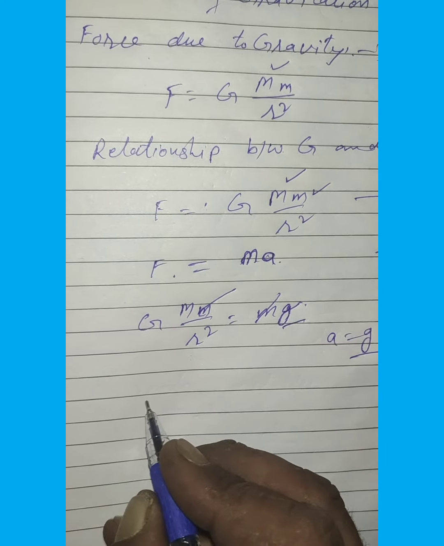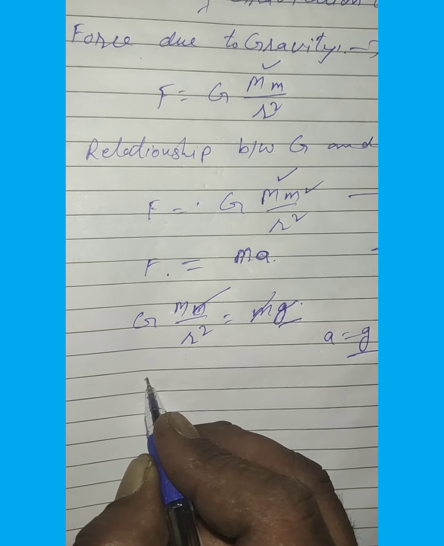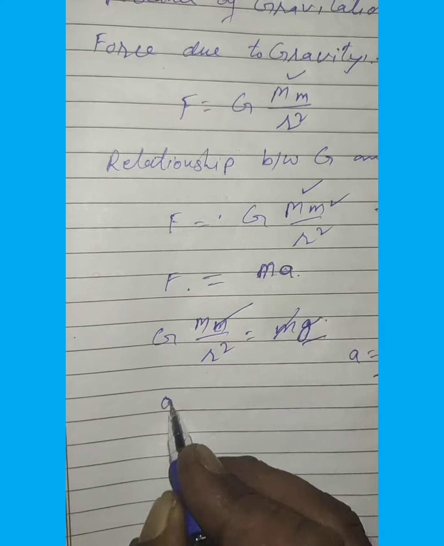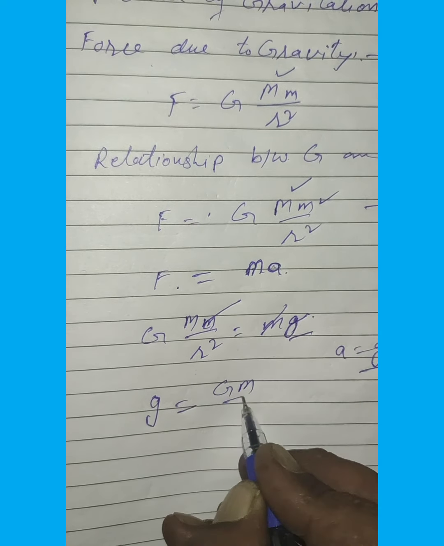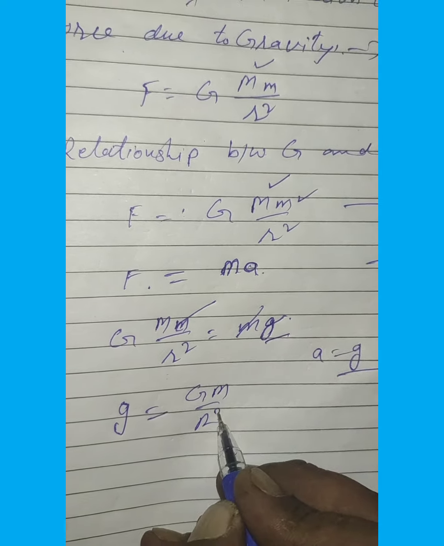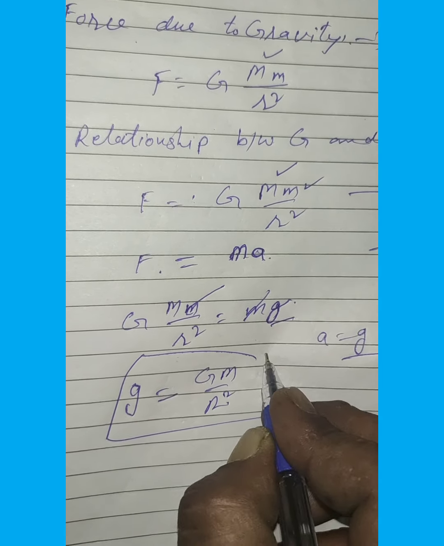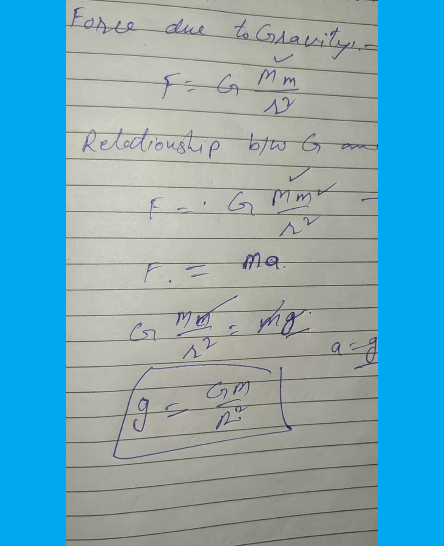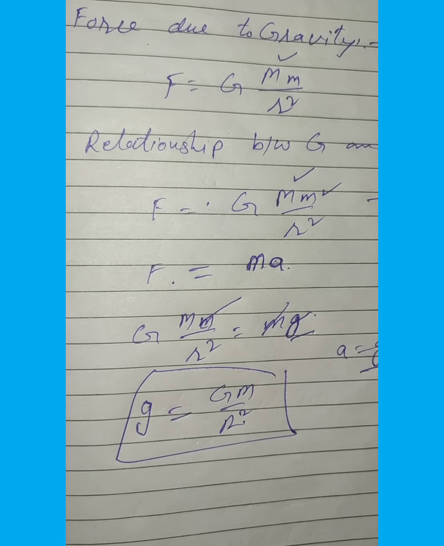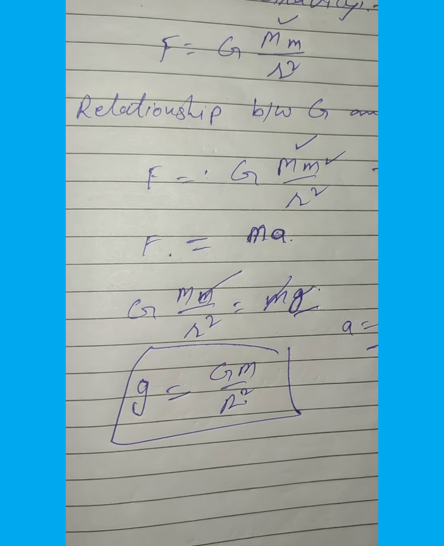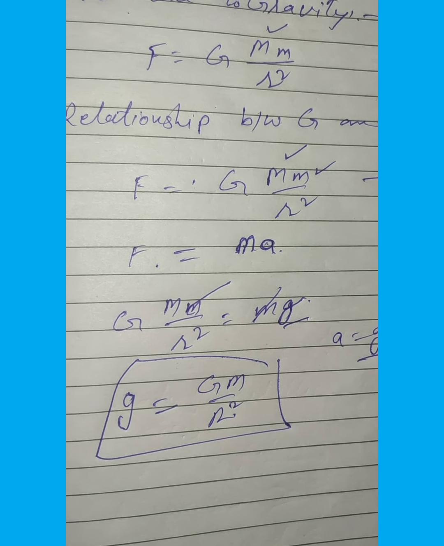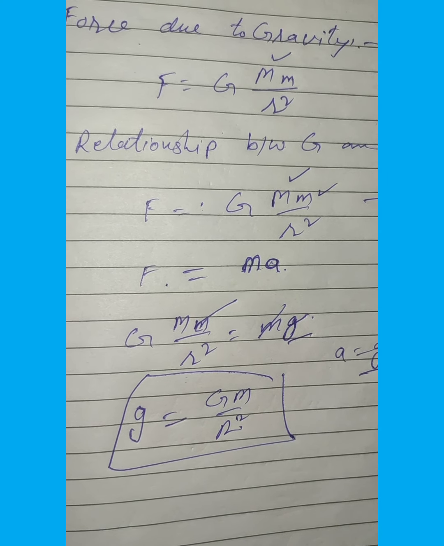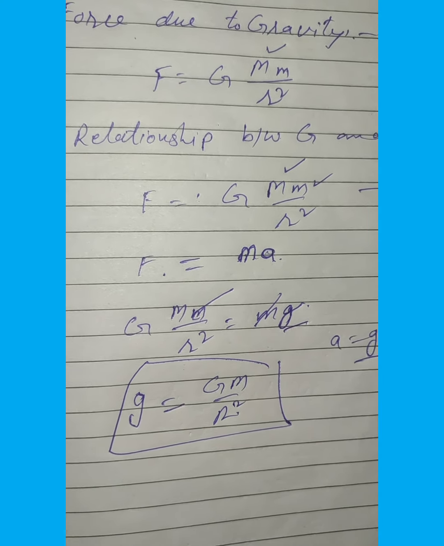So g is equal to G M over r square. This is the relationship between small g and capital G. In the next video we will discuss free fall, mass and weight, and some other topics.